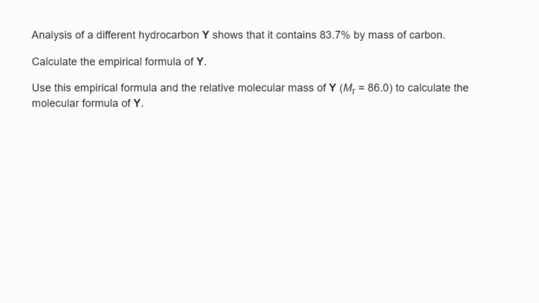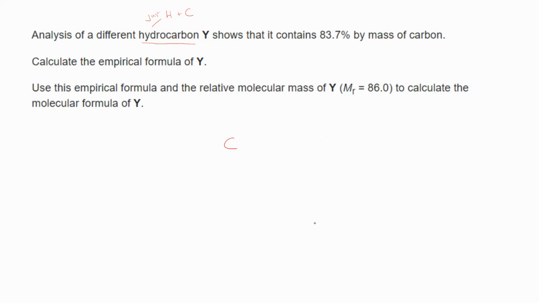So the most difficult question you're going to get is to work out the empirical formula given mass data. So analysis, this is an exam question where it's asking you to interpret the analysis of a hydrocarbon. So a hydrocarbon is just hydrogen and carbon. And it says it contains 83.7% by mass of carbon, and it wants us to calculate the empirical formula. So it gives us the ratio by mass. We need to turn this into a ratio by number of moles.